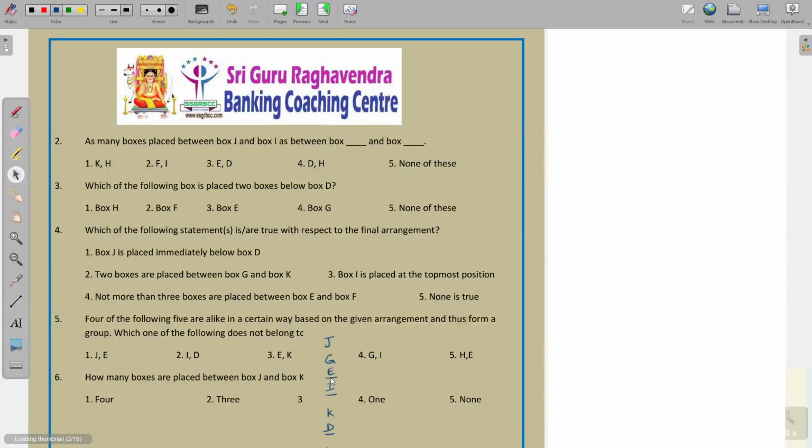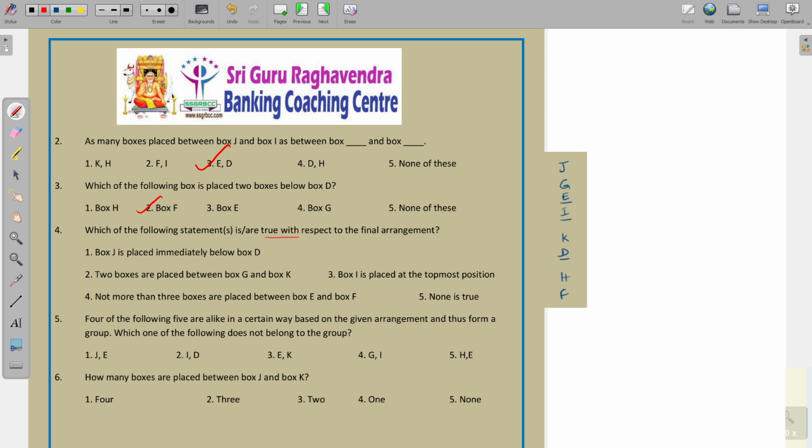Let us move on to the questions. See the first question, question number 2. As many boxes are placed between J and I. So between J and I there are 2 boxes, and between dash and dash. So see K and H, one box is there. F and I, there are 3 boxes. E and D, there are 2 boxes. Which of the following boxes is placed 2 boxes below D? That is F. Which of the following statements is true with respect to the final arrangement?